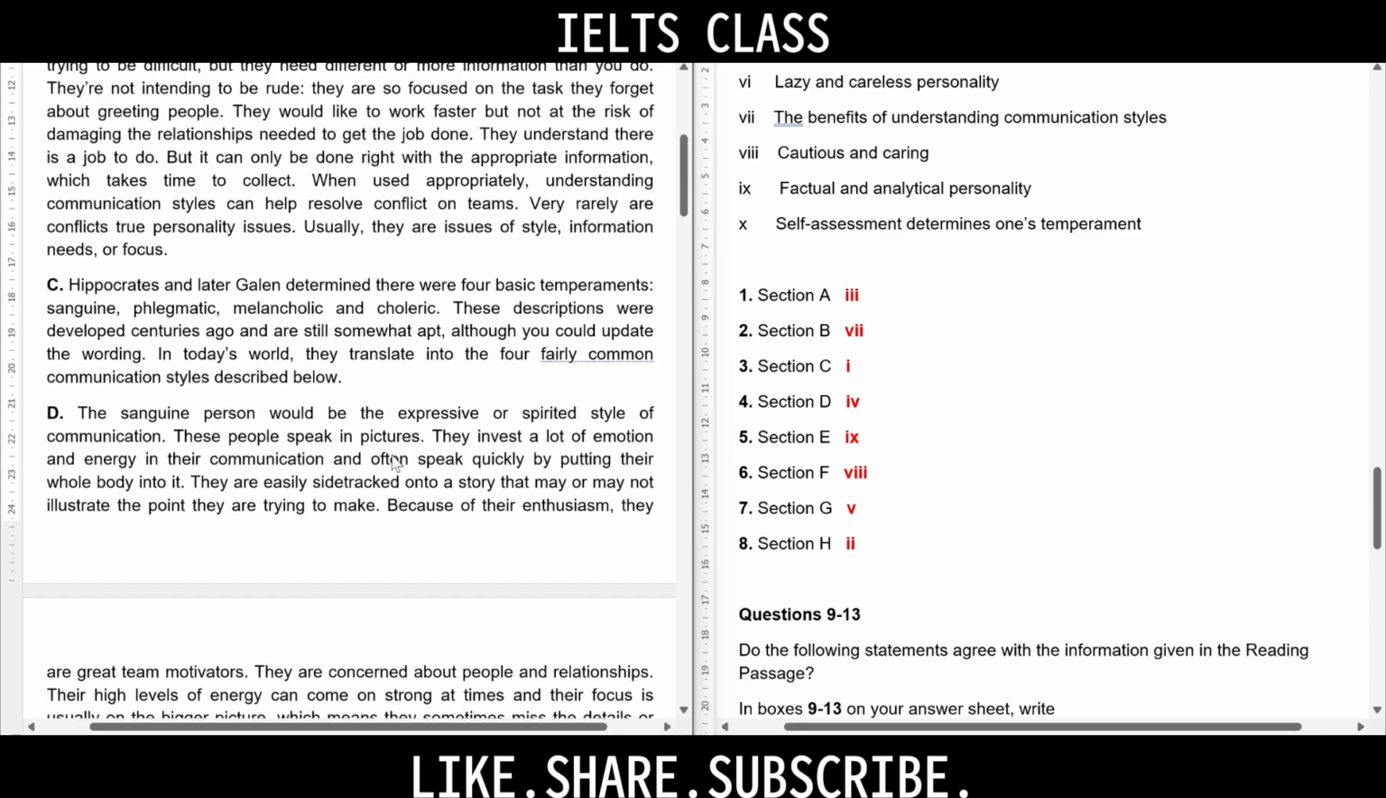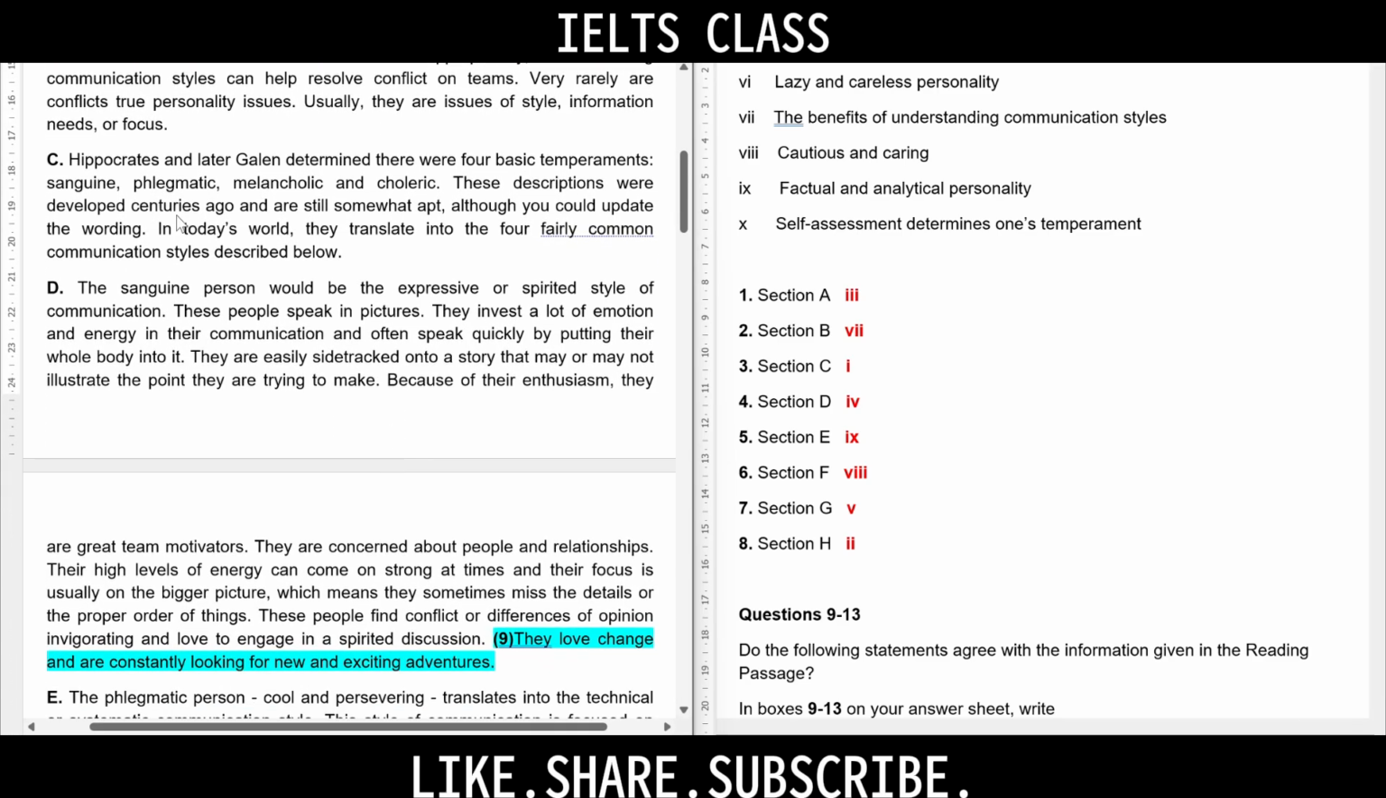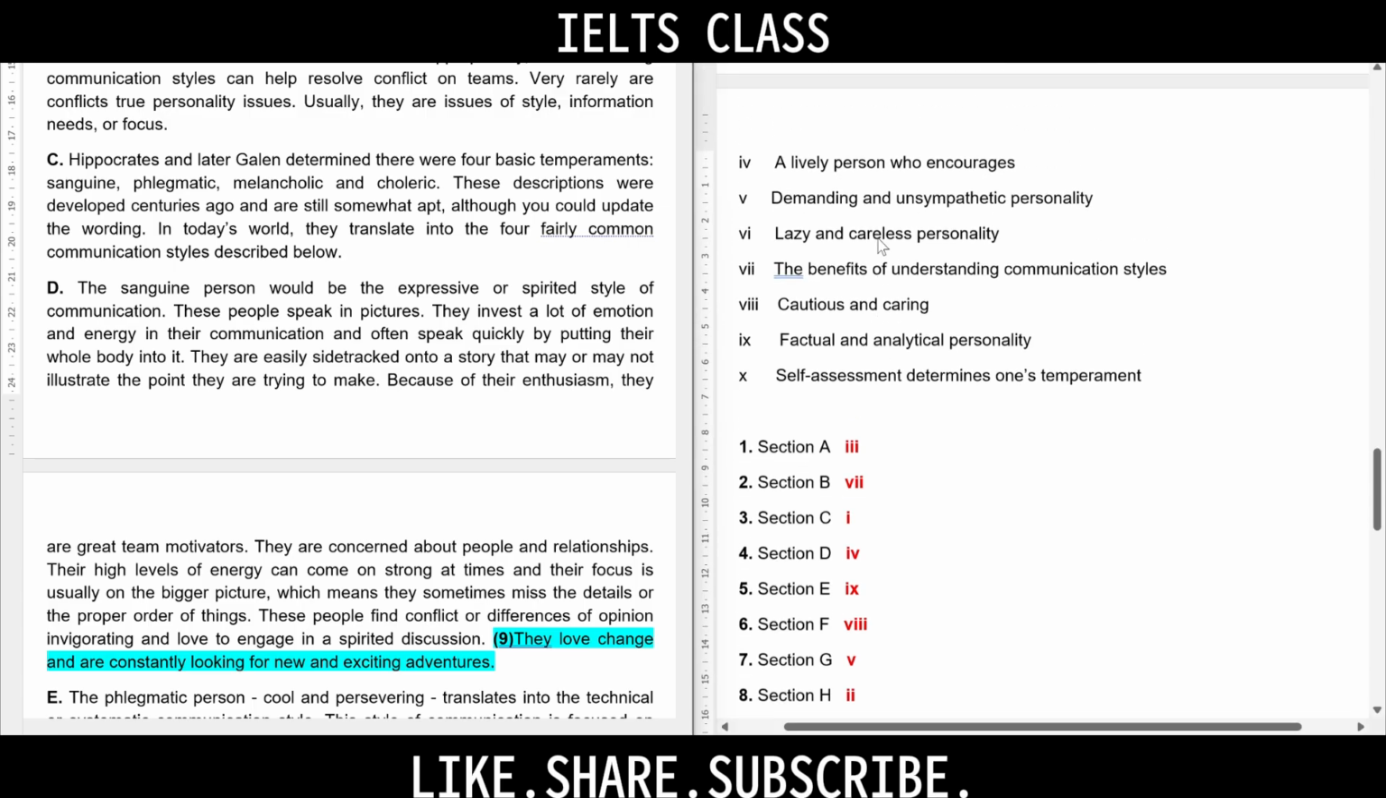Now let's move on to paragraph C. It is a short paragraph. Hippocrates and later Galen determined there were four basic temperaments. So now they are talking about four types of personality styles, which are sanguine, phlegmatic, melancholic, and choleric. These descriptions were developed centuries ago and are still somewhat apt, although you could update the wording. In today's world, they translate into the four fairly common communication styles described below. So, in this paragraph, they are talking about the four communication styles, the four personality types.